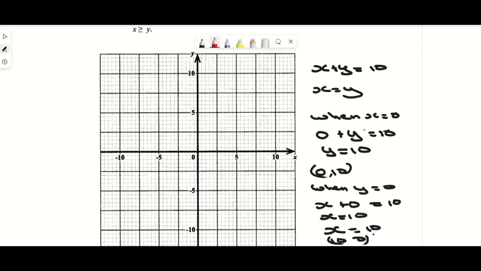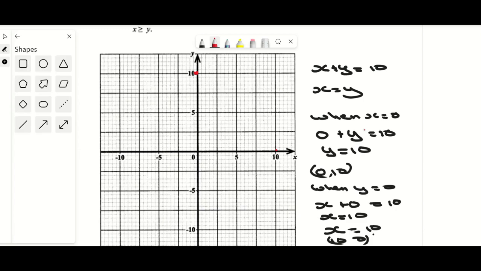So 0, 10 would be here, and 10, 0 would be here. You use a ruler to draw or connect the points. I'm just going to connect them so you guys could see. So this right here would be my line where x plus y is equal to 10.